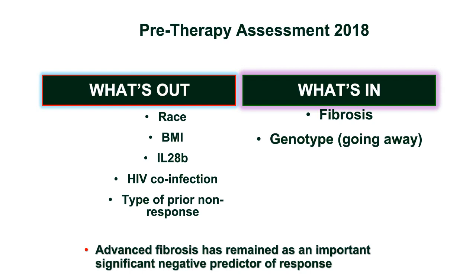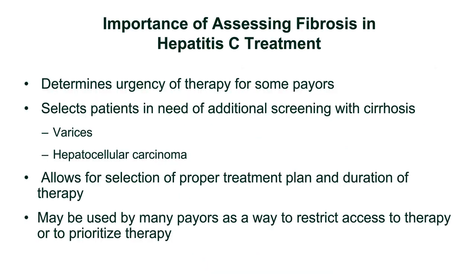So again, to summarize here, assessing fibrosis in hepatitis C treatment determines the urgency of therapy for some payers, not all. Kudos to certain states like New York, where everybody, regardless of the fibrosis level, gets access to therapy, but that's certainly not the case across the United States. Some states are more restrictive than others.